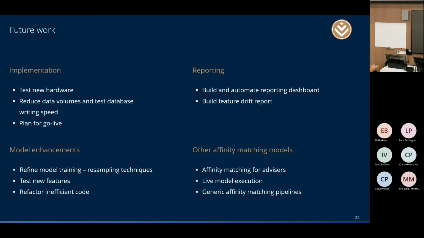And then, since we have so many different affinity matching models in the business, if we can build some generic framework, almost a skeleton to work from, where you can just plug in your own requirements, that will also be hugely valuable to this business.